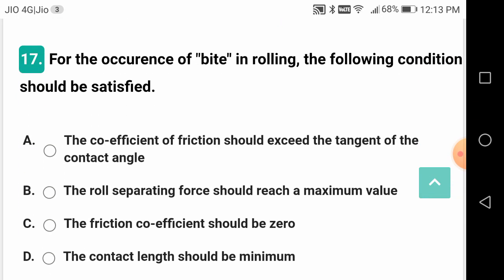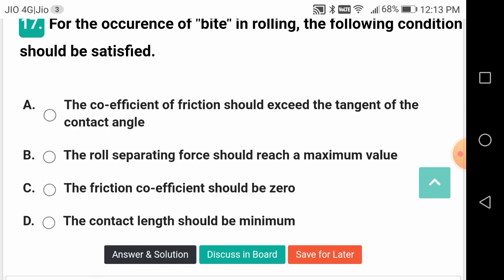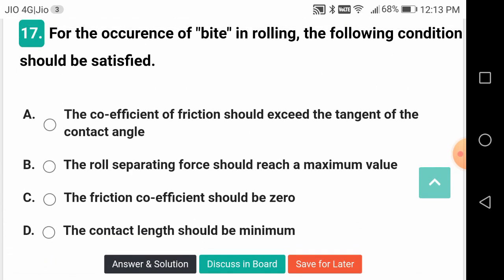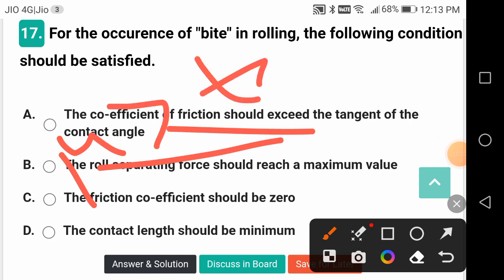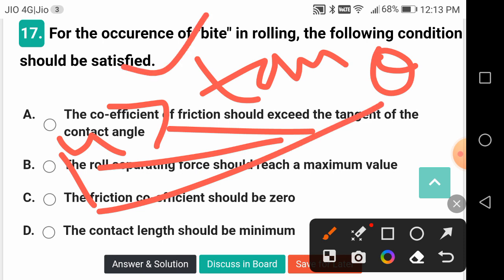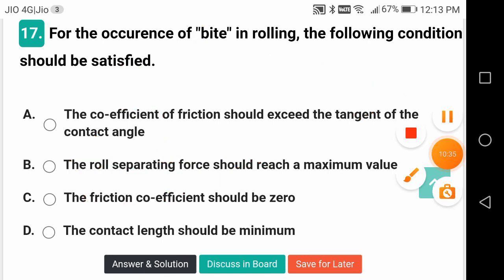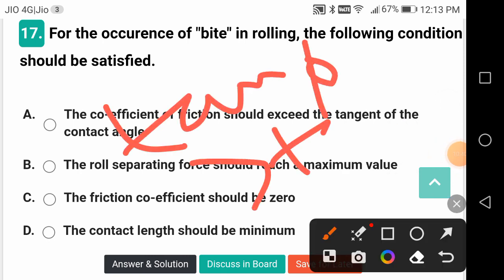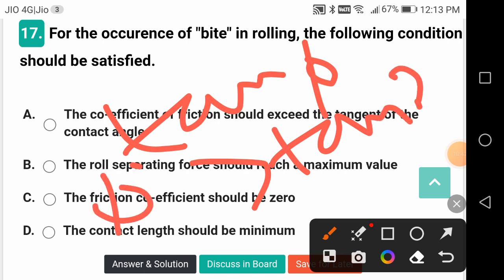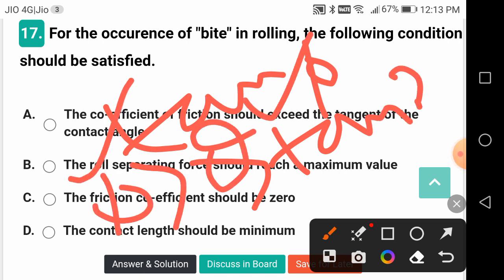For the occurrence of a bite in rolling, the following condition should be satisfied. The coefficient of friction should exceed the tangent of the contact angle. Mu should be greater than tangent of contact angle. Let us say contact angle is theta. Mu should be more than tan theta. So that means tan phi, where tan phi is the friction angle, should be greater than tan theta. So phi should be greater than theta. Friction angle should be greater than contact angle.